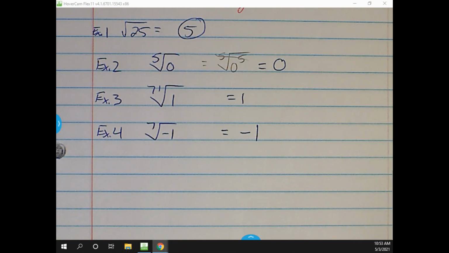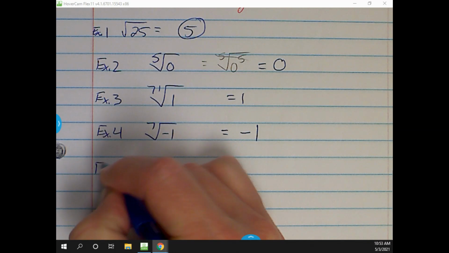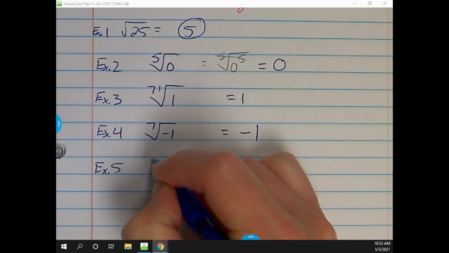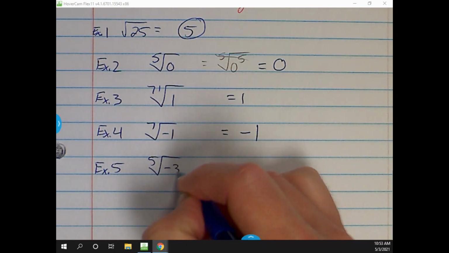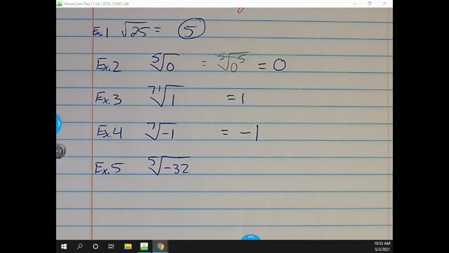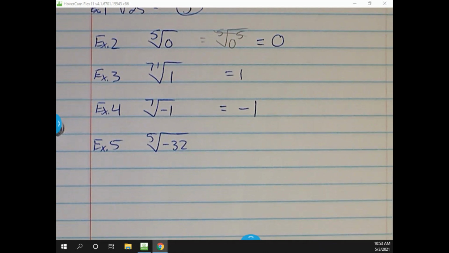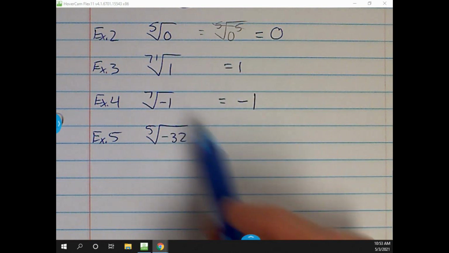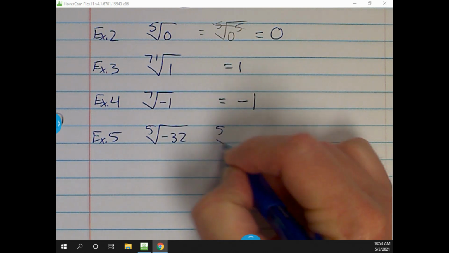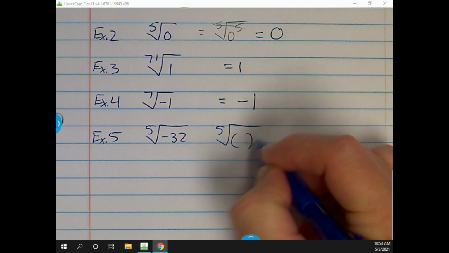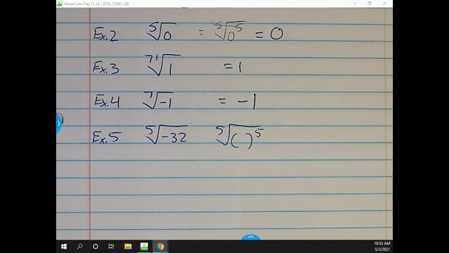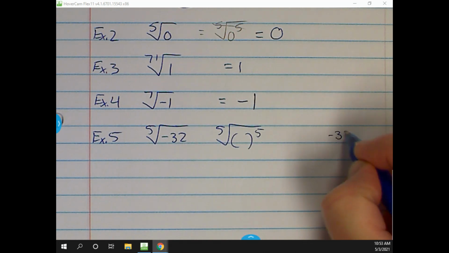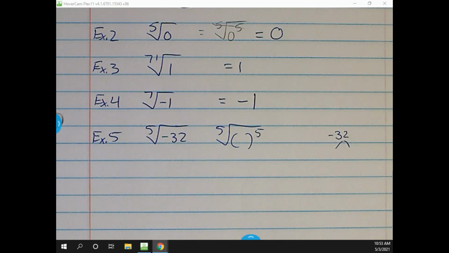All right, now let me give you a number that's not that easy. Let's say we're doing the 5th root of -32. Technically, we've got to rewrite this so it's the 5th root of something to the 5th power. So we've got to take the -32 and break it down until we can figure out what that 5th power is going to be.